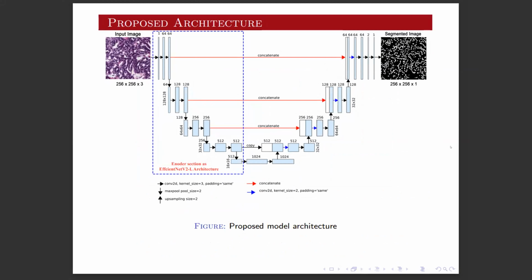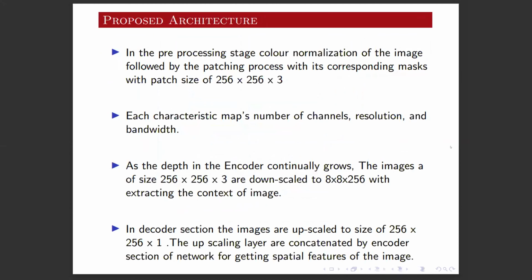Then the proposed architecture: the encoder portion of the U-Net is replaced with the EfficientNet V2L architecture. So this is the proposed architecture. In the pre-processing stage, as I said before, first is the patching operation. Then each characteristic map has a number of channels, resolution, and bandwidth, so that as the depth in the encoder continuously grows, the images of size 256 x 256 x 3 are first downsampled, then followed by upscaling. In the decoder section, the images are upscaled to the size of 256 x 256 x 1. The upscaling layers are then concatenated with the encoder section of the network for getting spatial features of the images.